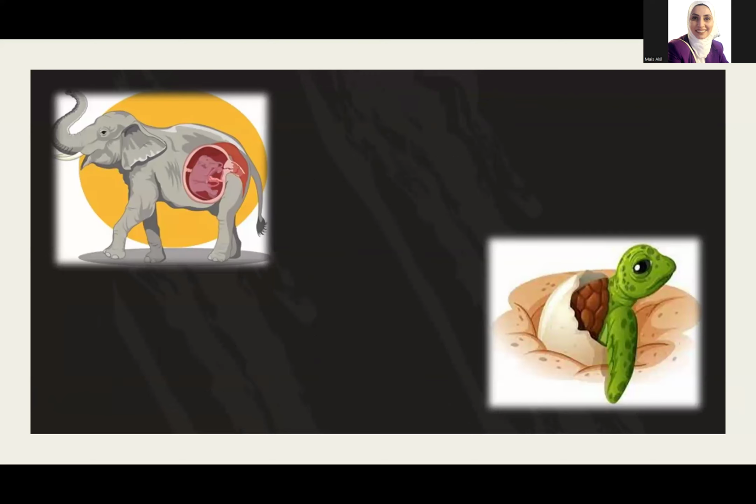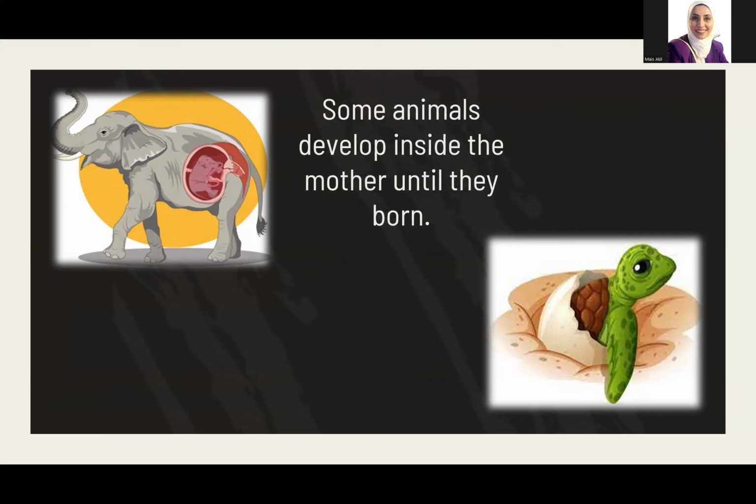So as you see, as we said before, some animals develop inside the mother until they're born, while others hatch from an egg. So this is the difference between the animals, the way they reproduce, and where the egg is growing. Is it inside or outside?